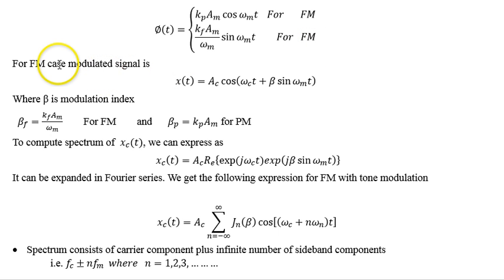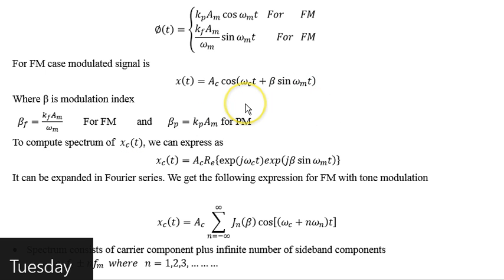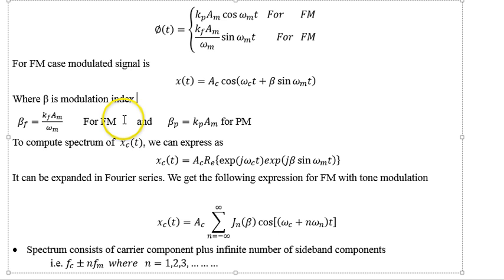For the case of the FM signal, the frequency modulated signal, the waveform is x(t) equals A_c cos(omega_c t plus beta sin(omega_m t)). This is the corresponding waveform, where beta is the modulation index, equal to kf A_m over omega_m for frequency modulation, and beta_p is kp times A_m for phase modulation.